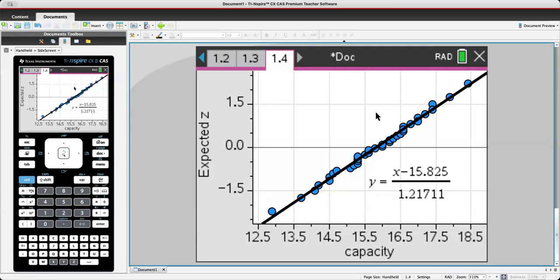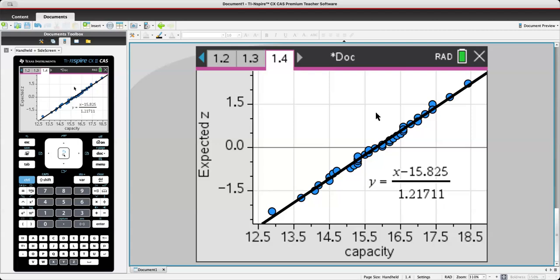It's possible you might have this on a free response question on the AP exam. More than likely, it would probably be a multiple choice where they would give you this and ask, is the data approximately normal or not? And you're checking for linearity, something like that.